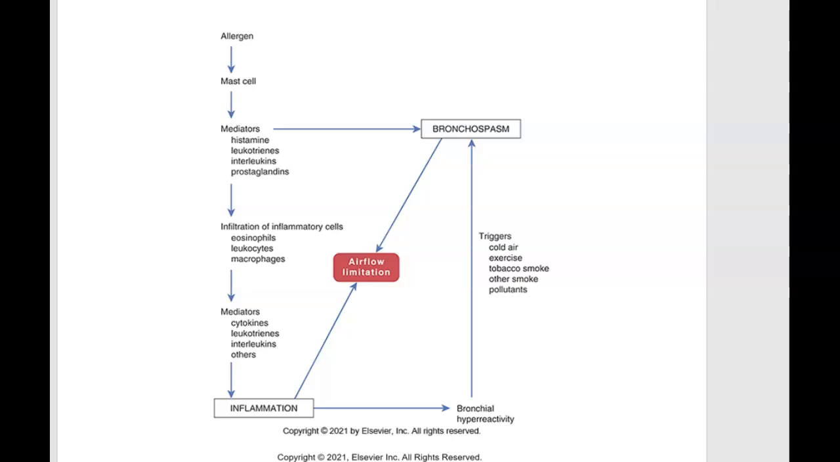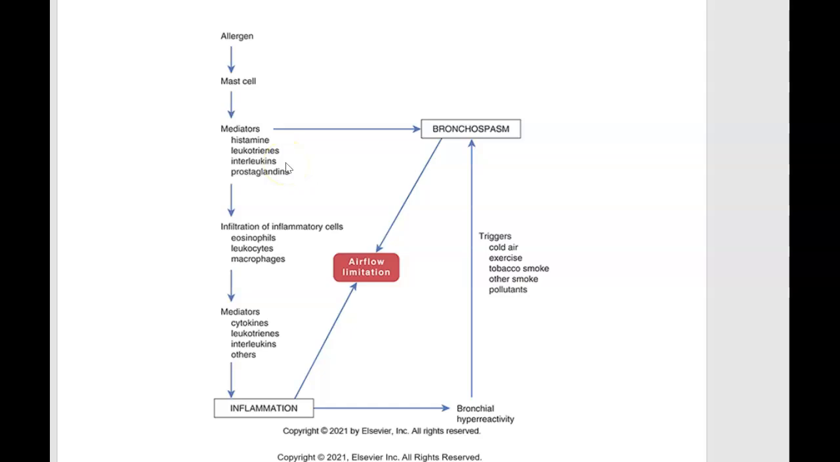So the process begins with binding of an allergen molecule. That could be dust mite, that could be something out in the air. And that molecule, that allergen, binds to immunoglobulin E, IgE, the antibodies on the mast cells. That causes the mast cells to release the histamine, leukotrienes, interleukins, prostaglandins, etc. And those mediators have two effects. Immediately, they do cause bronchospasm or bronchoconstriction directly. So part of it right away can cause that bronchoconstriction.